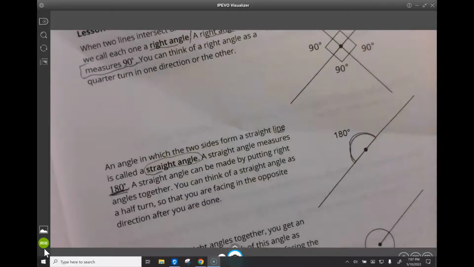Now, if you put two straight angles together, you get an angle that is 360. So if you go all the way around, it's 360 degrees. So a circle has 360 degrees in it. And we'll need to use that when we look at some homework later on.